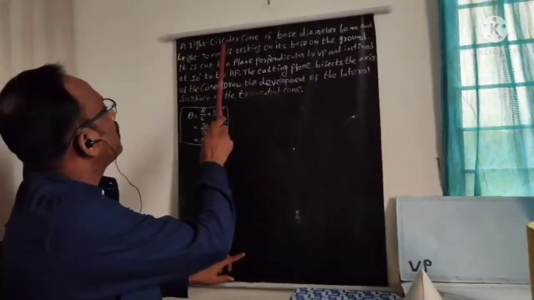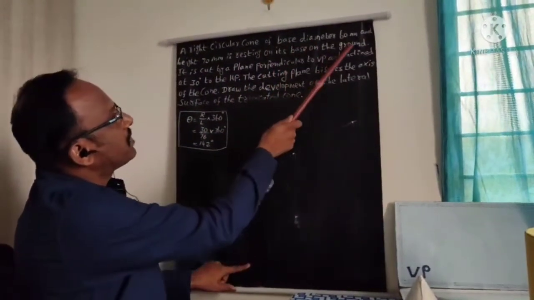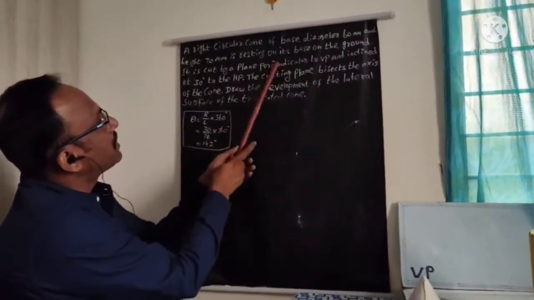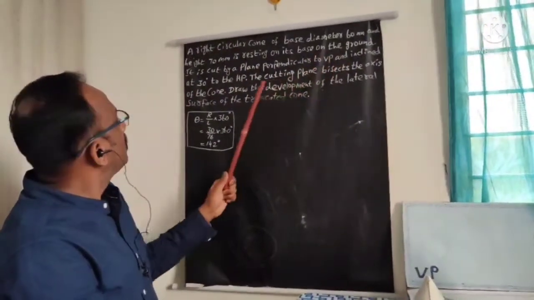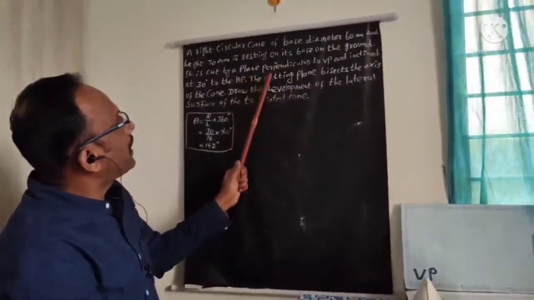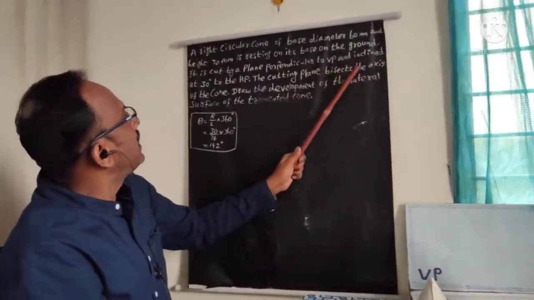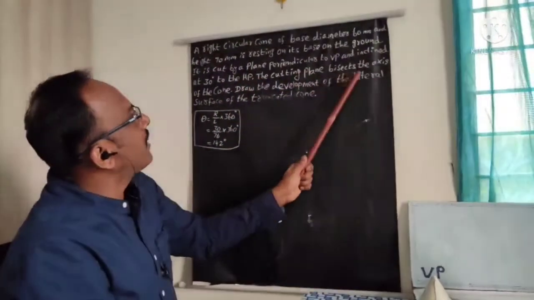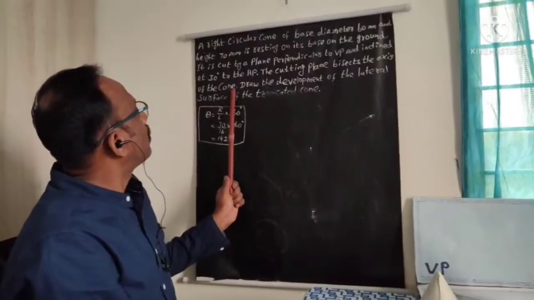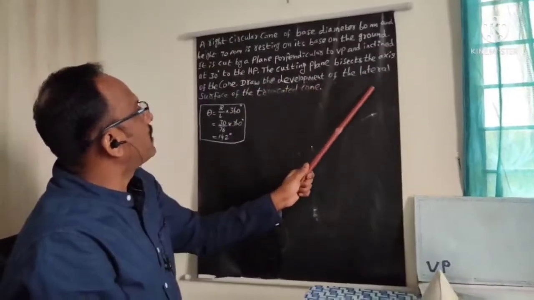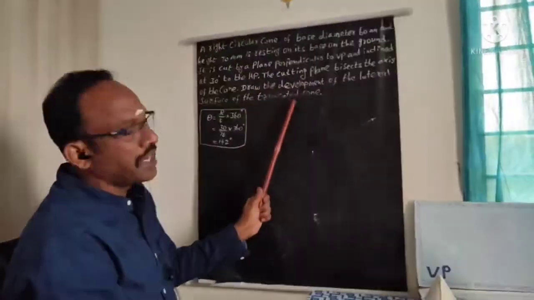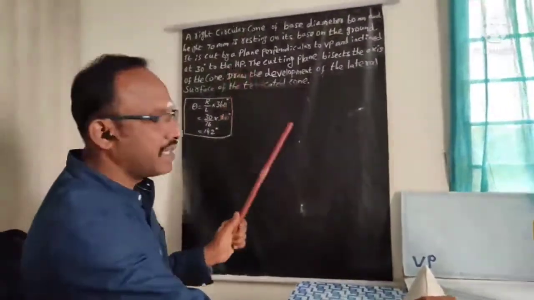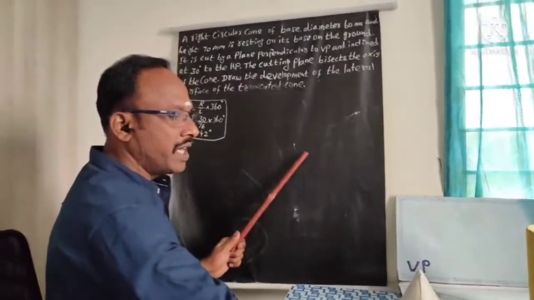A right circular cone of base diameter 60 mm and height 70 mm is resting on its base on the ground. It is cut by a section plane perpendicular to VP and inclined at 30 degree to the HP. The cutting plane bisects the axis of the cone. Draw the development of the lateral surface of the truncated cone. It is directly given as it is a truncated cone because it is cut at a certain angle with the HP.